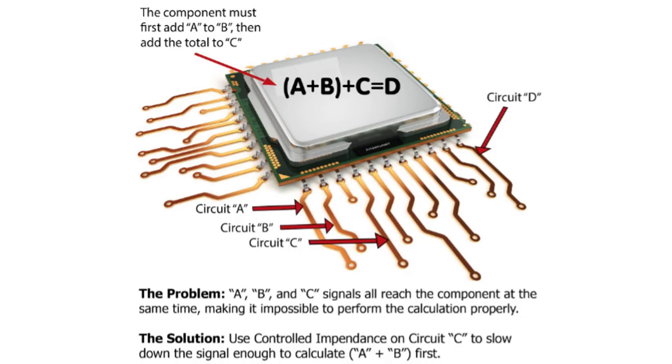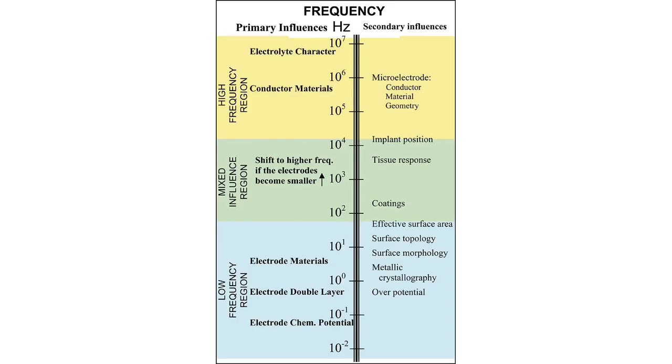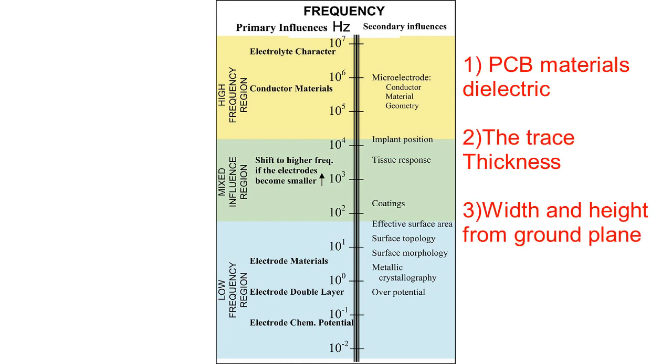Controlled impedance is the characteristic impedance of a transmission line constituted by PCB conductors. It is relevant when high-frequency signals propagate through PCB transmission lines. Controlling the impedance of a PCB trace is required to propagate signals without distortion. The factors that influence impedance are the PCB material's dielectric, the trace thickness, width and height from the ground plane.